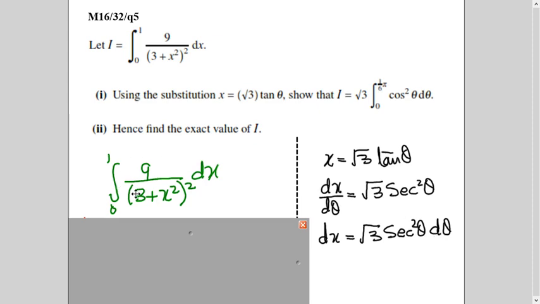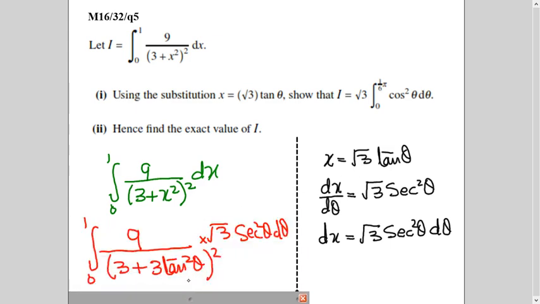The whole purpose here is that x and dx should change into theta. So whatever the substitution is given to you, you differentiate it to replace your dx, right? And then x will be replaced by root 3 tan theta. So what will it become? 3 plus, because if you square this term, x squared, it will become 3 tan squared theta. So that's why I've written it here. And dx I am replacing by this.